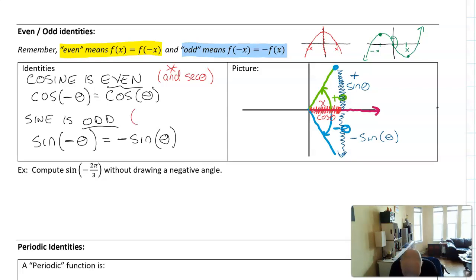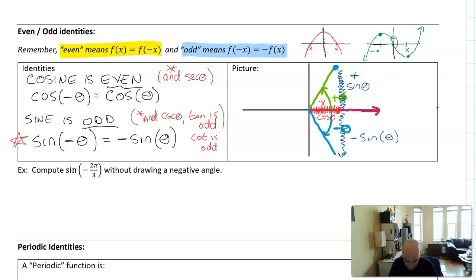And conveniently, so is its reciprocal, cosecant. And actually also, tangent is odd. And if tangent is odd, then cotangent is also odd. So actually, most of the trig functions are odd, and they have this property here. I'm not going to rewrite it just for space reasons, but cosine and secant are actually even functions.